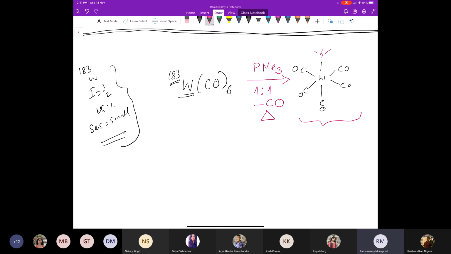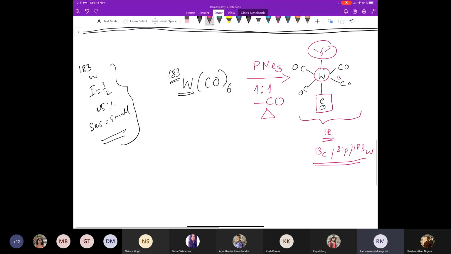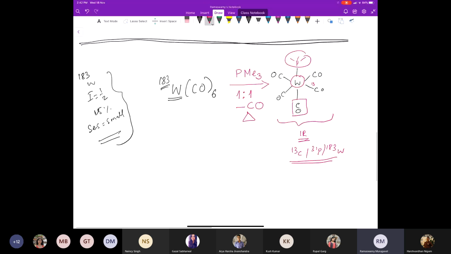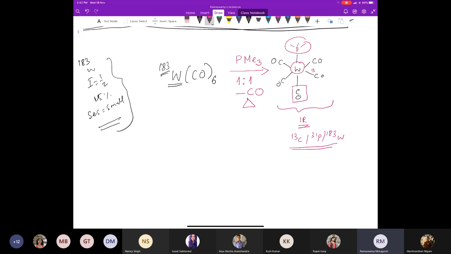This is a beautiful playground for a combined spectroscopy study, because I have carbon monoxide, so I can do infrared, and I have a phosphine, and I have a tungsten. I have 13C, I have 31P, and I have 183 tungsten. This is not a complicated molecule. This is straightforward.